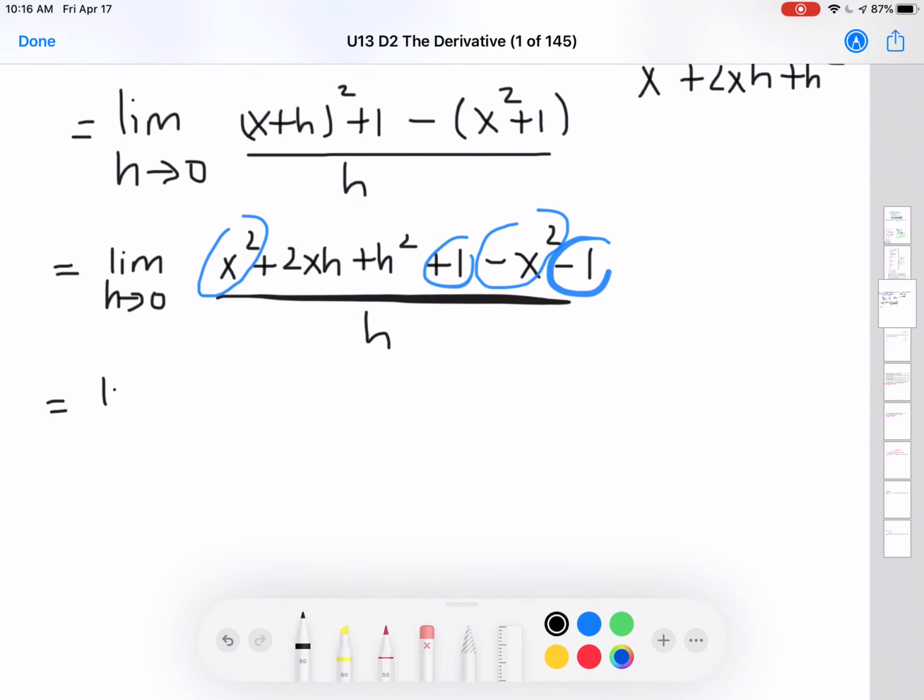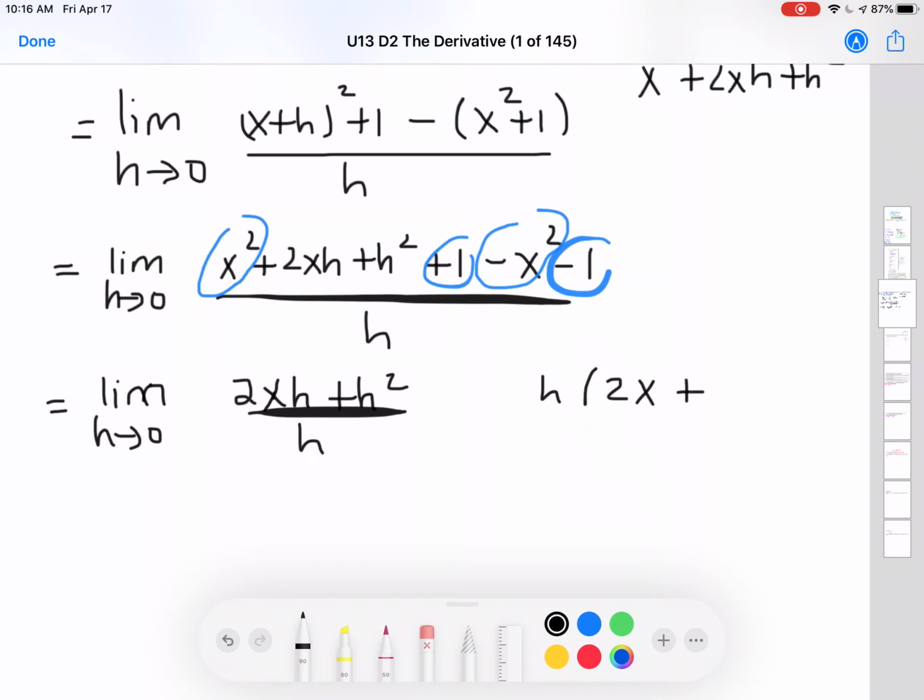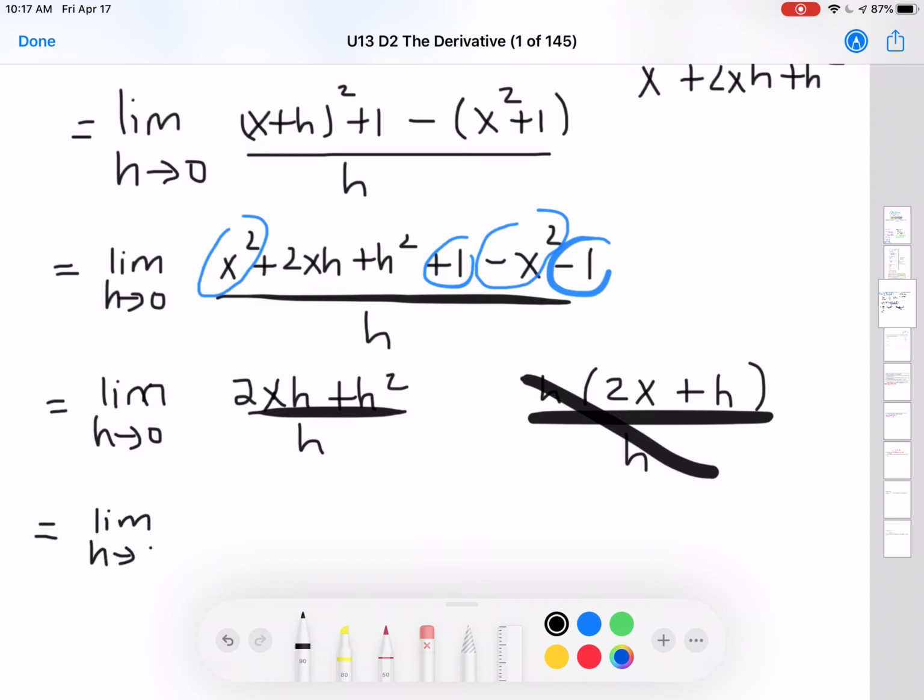Okay, so we're left with the derivative is equal to the limit as h approaches 0 of 2xh plus h squared over h. And then we're just going to reduce here. We'll simplify. You want to take out an h, you can. We're left with 2x plus h over h, right? Go ahead and wipe out. So the limit as h approaches 0 of 2x plus h.